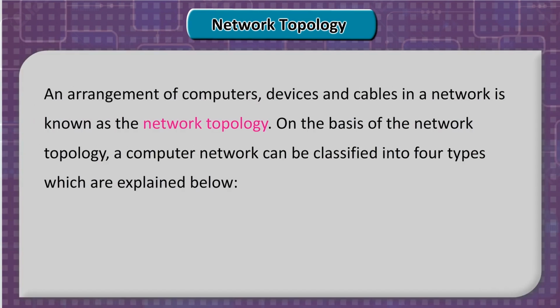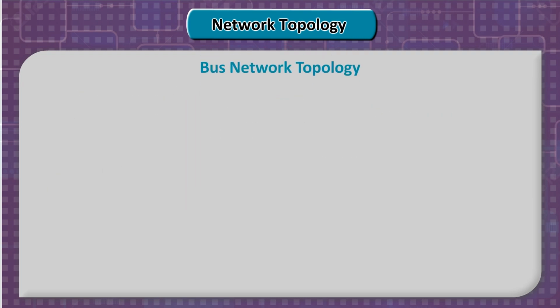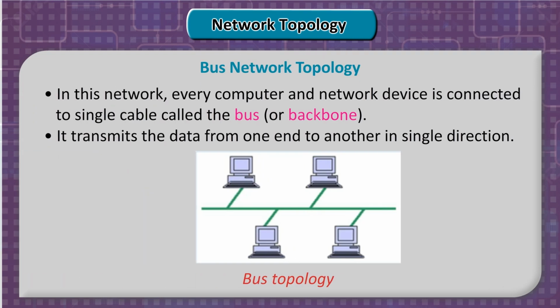Network topology. An arrangement of computers, devices and cables in a network is known as the network topology. On the basis of the network topology, a computer network can be classified into four types, which are explained below. Bus network topology. In this network, every computer and network device is connected to a single cable called the bus, or backbone. It transmits the data from one end to another in a single direction.